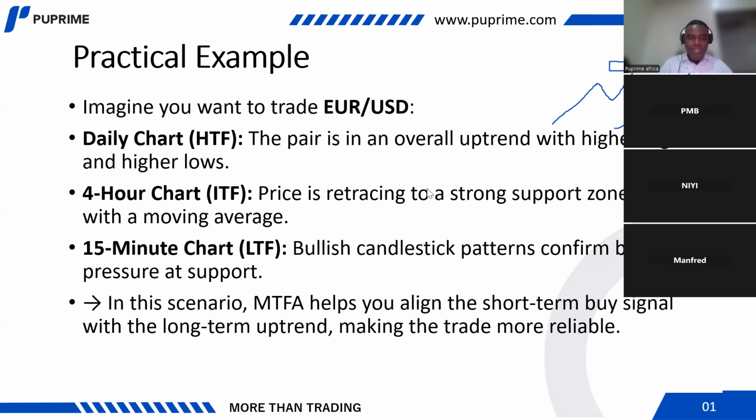This is how we do multi-time frame analysis. So we say in this scenario, multi-time frame analysis helps you align the short-term buy signal with a long-term uptrend, making the trade more reliable. And that's the truth. That is what multi-time frame analysis does. It gives you multiple reasons. It gives you what is called a confluence. That is where you have multiple reasons why you either want to buy or you want to sell.